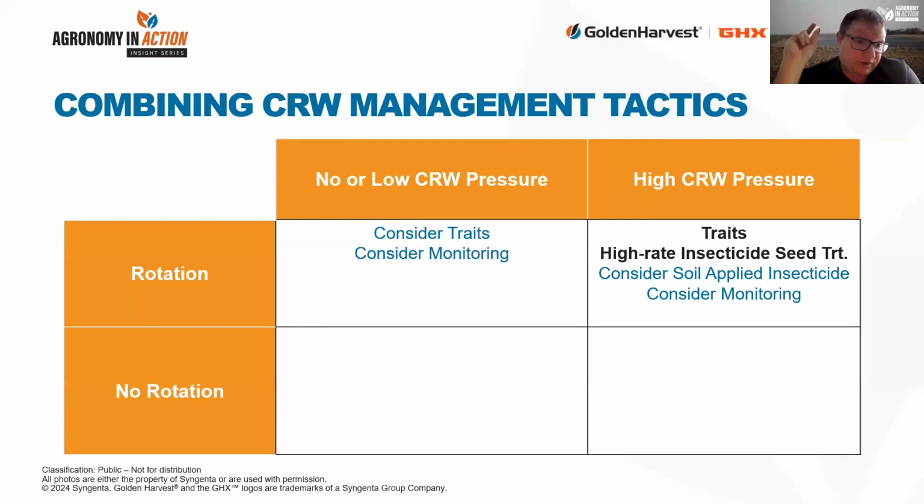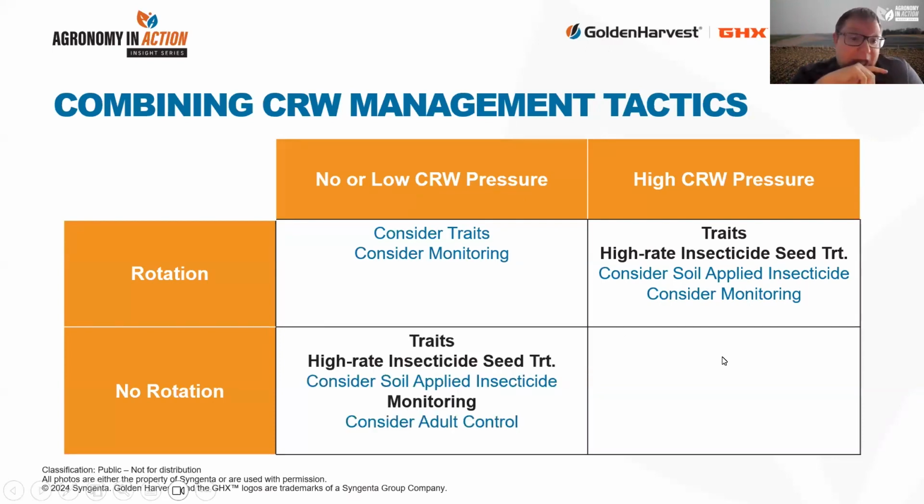The two that would come to the top of the radar for me in terms of their effectiveness versus cost and complexity would be corn rootworm traits and high rate insecticide seed treatments. And I'll talk about both of those in a minute. We may also in this situation consider some soil applied insecticide, and we may be thinking about doing some monitoring to understand if a particular field actually had the variant in it that year.